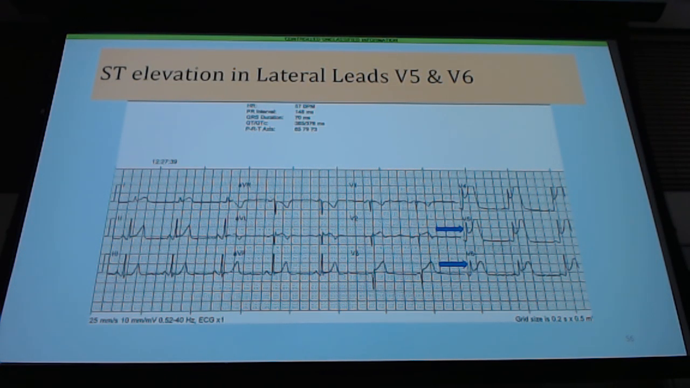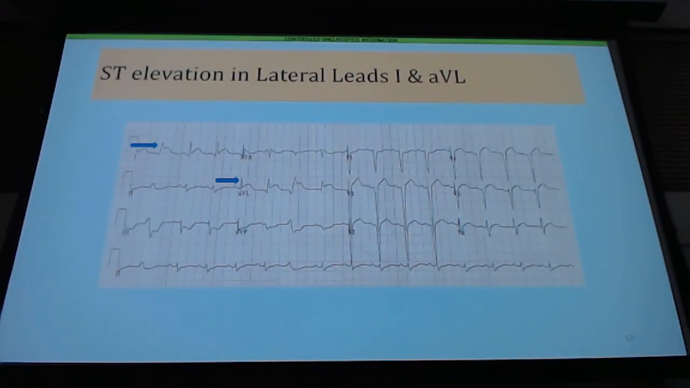But with an elevation in the lateral leads, so V5, V6, you're going to see that that's consistent. You can even look at leads 1 and aVL and see that elevation there, because actually your baseline is just a little elevated in aVL. But here's an example of definitely showing that ST elevation in 1 and aVL. So this would make you think definitely of a circumflex occlusion.